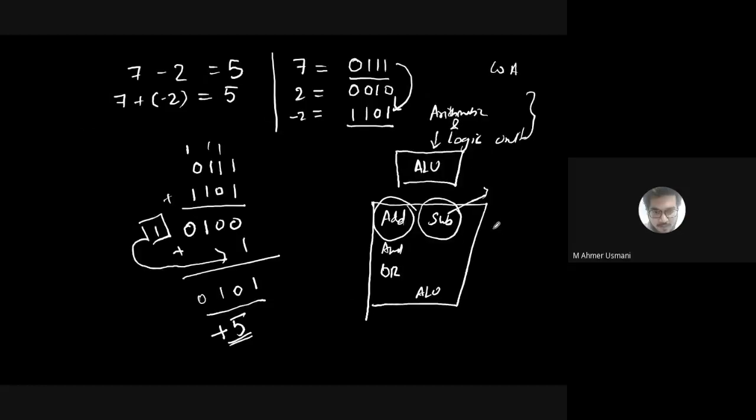ठीक है. We'll take another example. I think 5 मिनट ही बचा है. So perform 9 minus 4 and get the answer. Both are decimal. So what should the answer be? The answer should be 5.